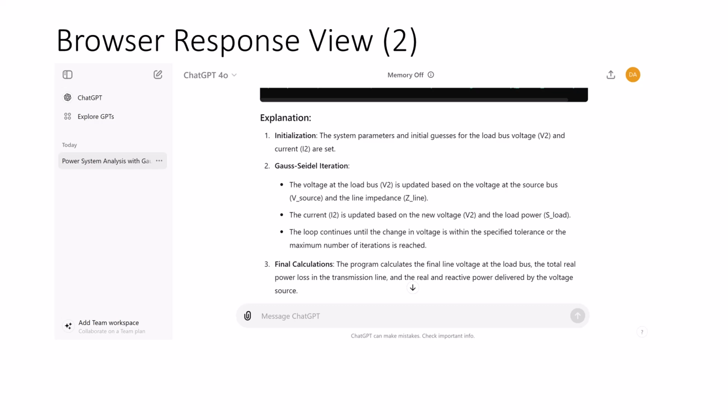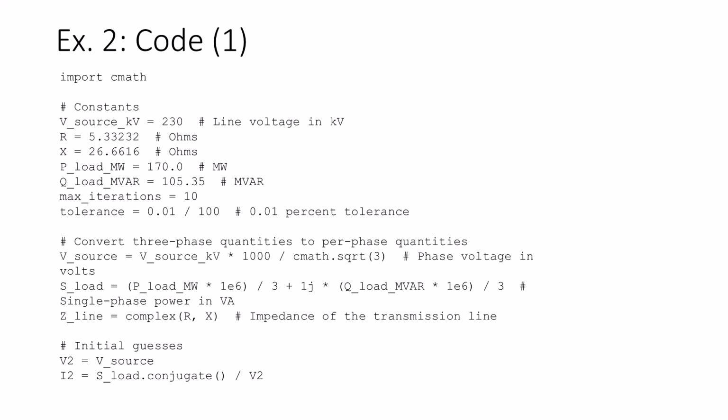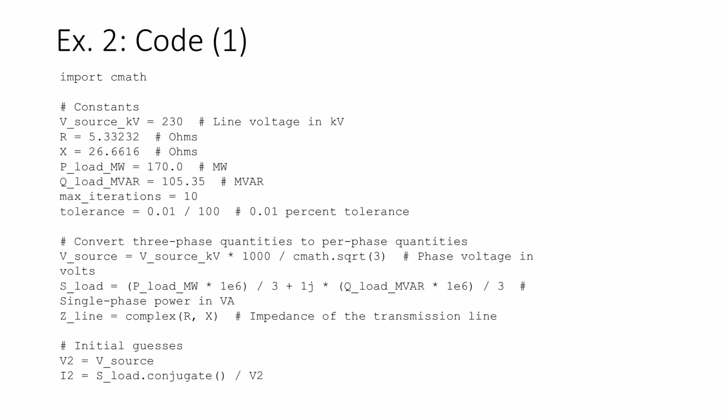We also receive additional explanation about how the code works. Looking at this code, we see it uses a C math library instead of NumPy to give us a square root function. We also have source voltage defined as per phase in volts and load as single phase in watts and vars. So we don't get the data conversion errors that we saw in example 1.